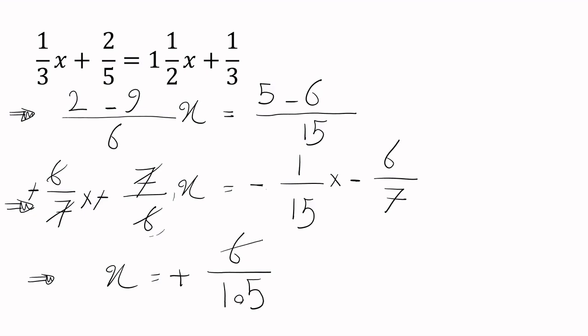Yes, I can divide both the numerator and denominator by 3. If I divide 6 by 3, I'm going to have 2, and 105 divided by 3 will be 35. This is the correct answer of this example.